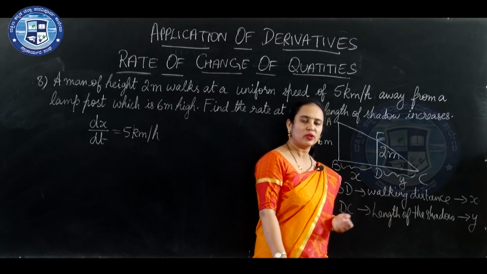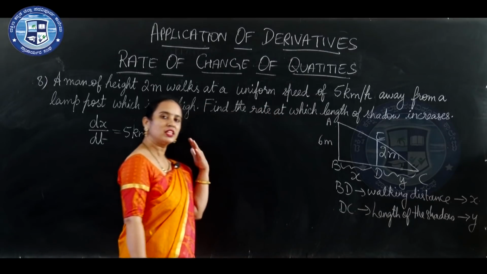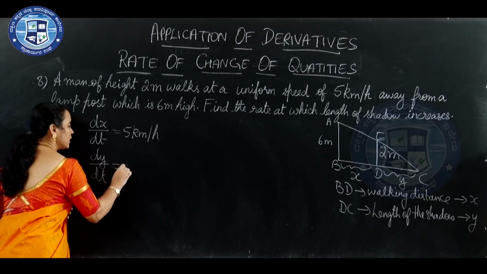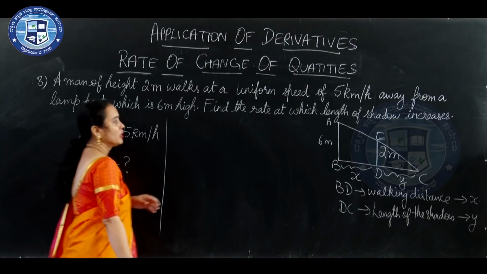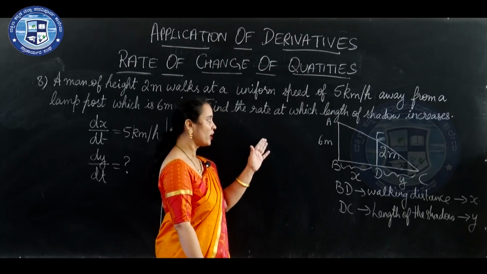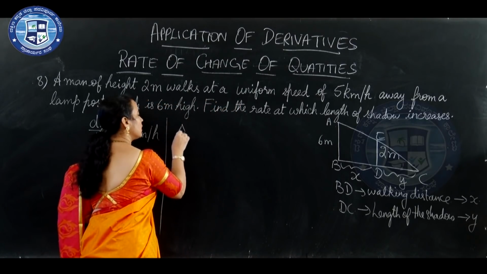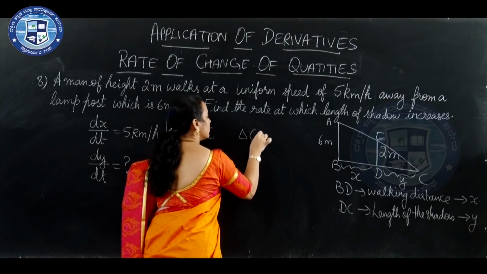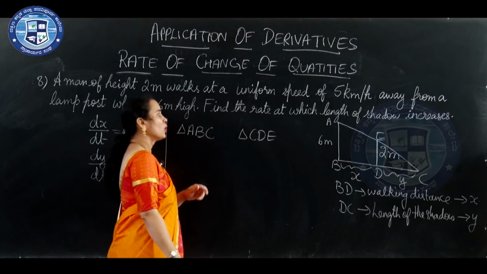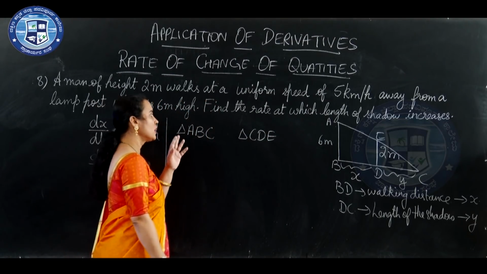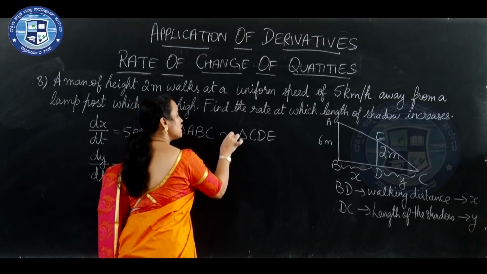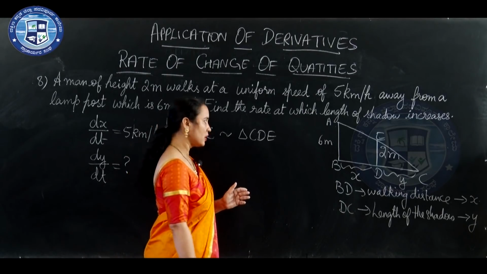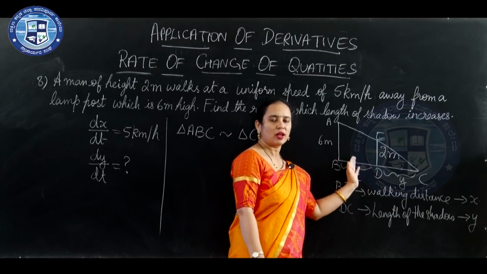Find the rate at which length of the shadow increases. Now length of the shadow we have taken as y. You have to find change in y. So that means you have to find dy by dt. From the diagram it is very clear, you have two triangles, triangle ABC and triangle CDE. What will you say about these two triangles? Triangle ABC is similar to triangle CDE. So let's use the similarity, that means the sides are proportional.